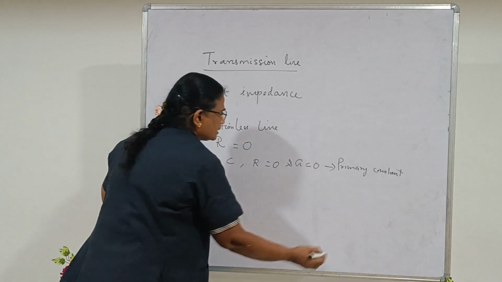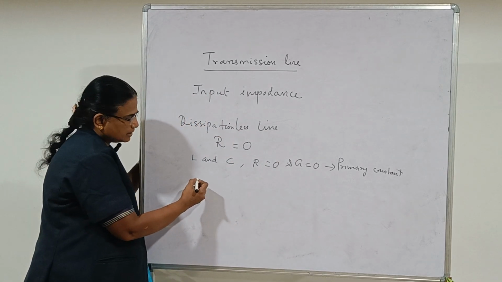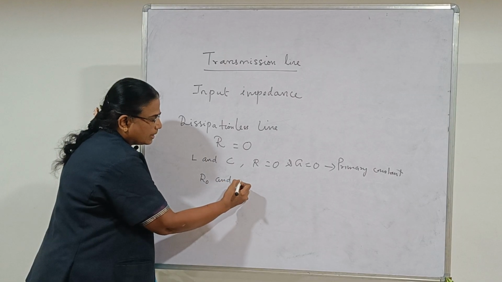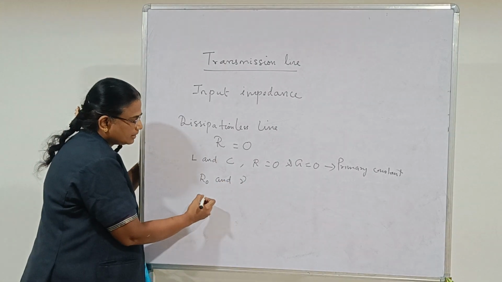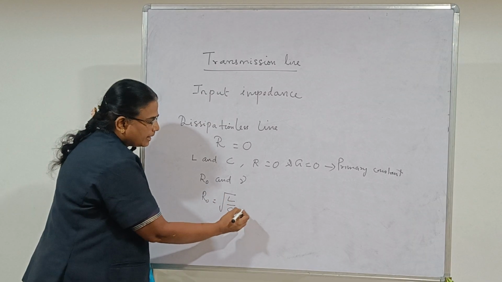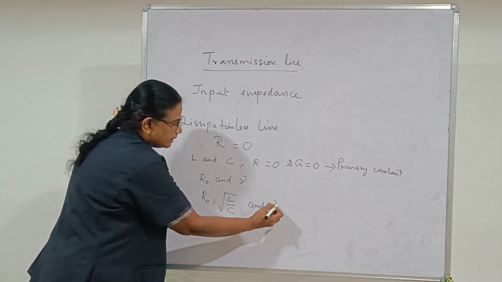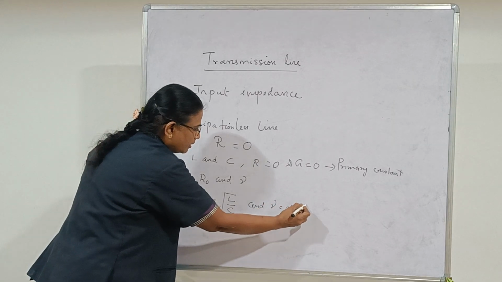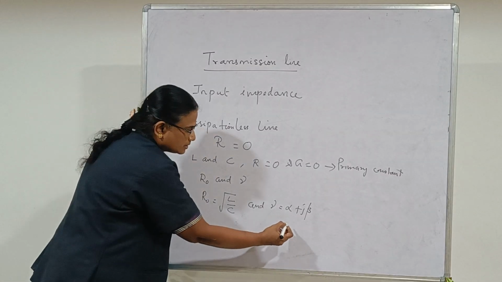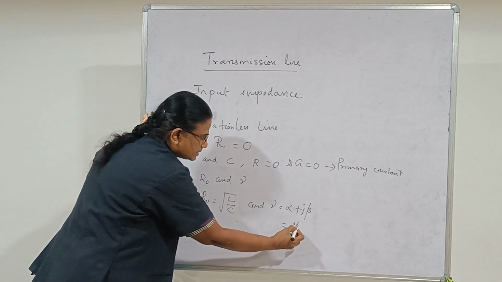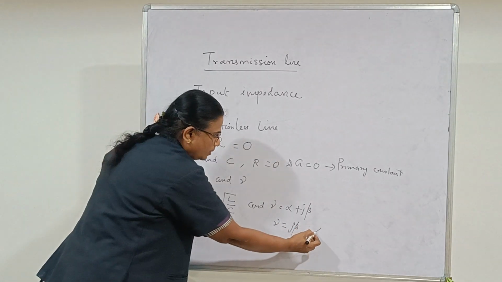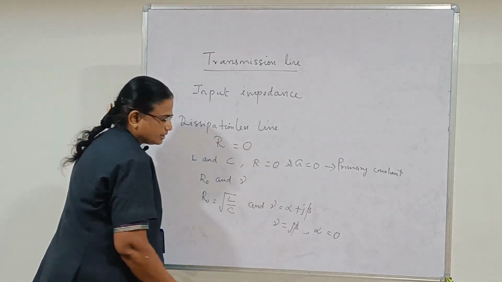And the secondary constants for the line of zero dissipation are R0 and gamma, where R0 is the root of L by C, and gamma is complex, which is alpha plus j beta, and for a line of zero dissipation, it is purely imaginary, which is j beta. Here, for a line of zero dissipation, there is no attenuation, so alpha is 0.